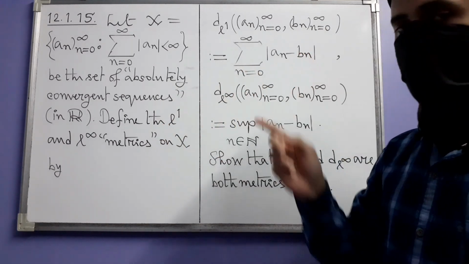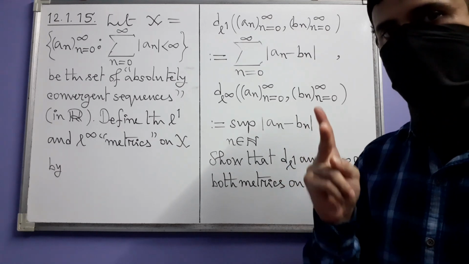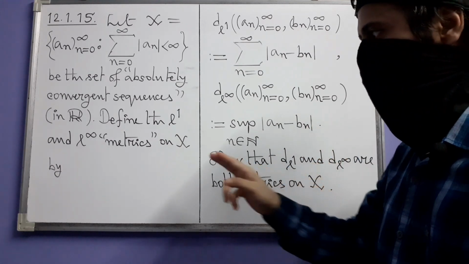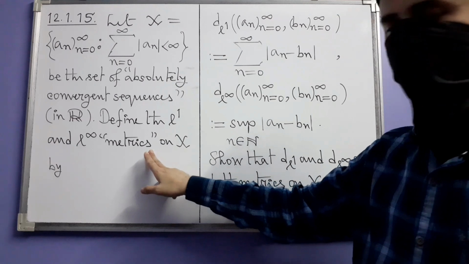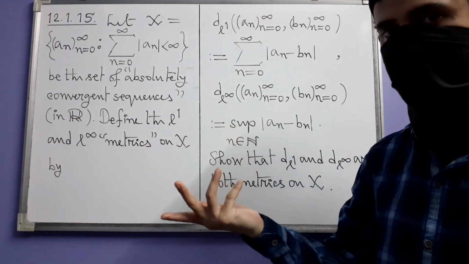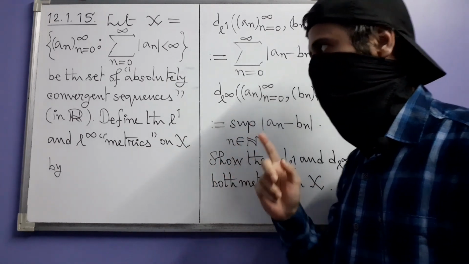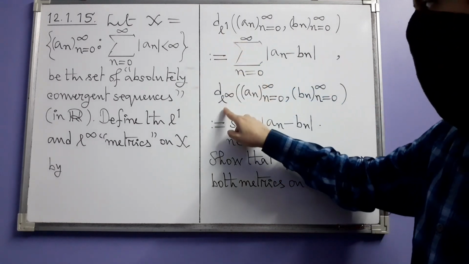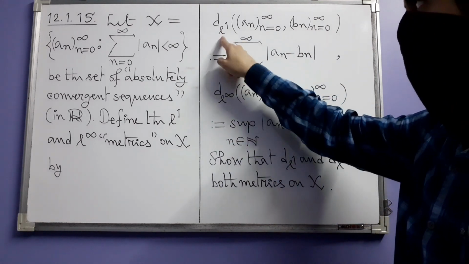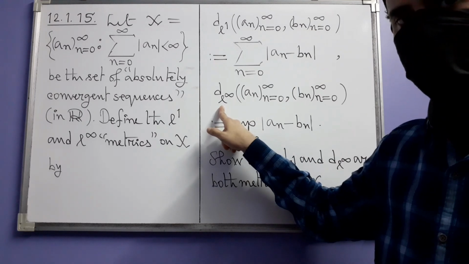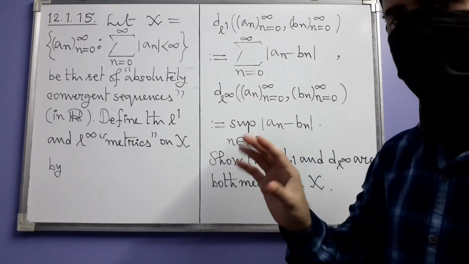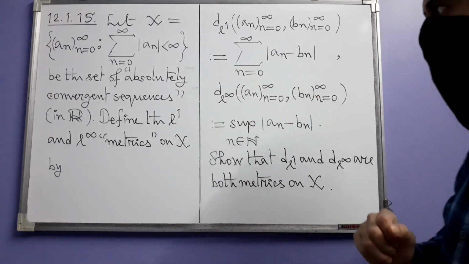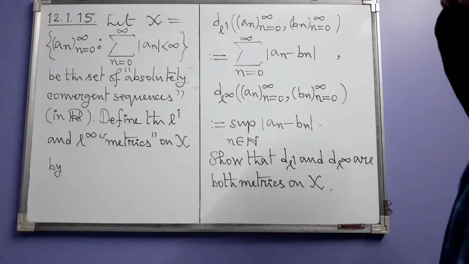And on the set X we are defining two distance functions which have been tentatively called metrics. I mean, we have to show that they are metrics, and those two functions are dl1 and dl infinity. These names have been deliberately chosen because we have seen similar metrics on Rn. So let's now see their definitions.